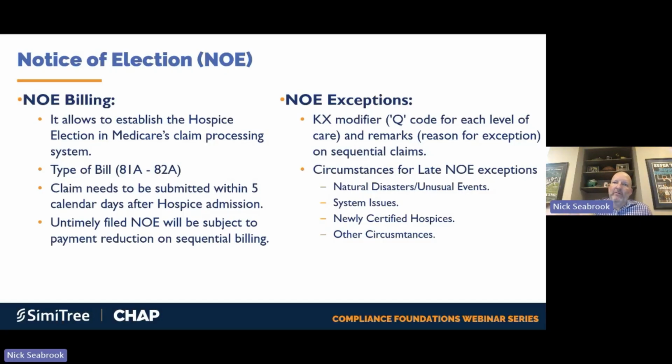This more talks about some of those exceptions and modifiers that you can bill if you do have a late NOE for whatever reason. Here's some of the different circumstances that you can use, whether it be a natural disaster, an unusual event, system issues, a newly certified hospice, or other circumstances. And again, you have to clarify on that 81A what those other circumstances would be. But basically, there's exceptions for late NOEs, and you have to bill it with that modifier and remarks for why the exception should be granted.